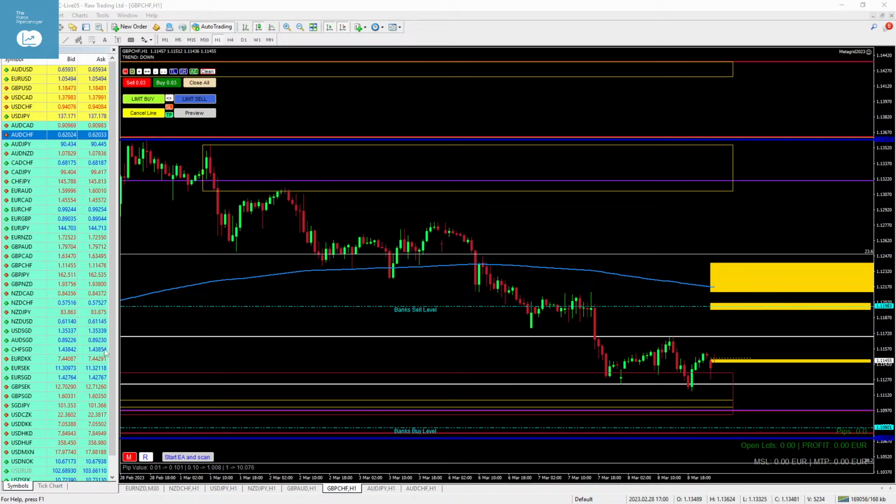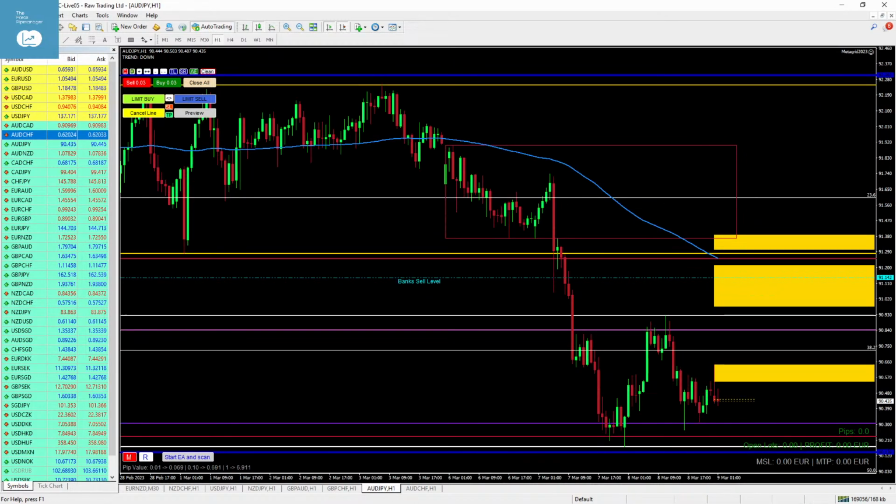So this was the pound Swissy. I have two more pairs for you. And there is the Aussie yen. We are looking now. And on this pair, you can already see again, there's also this W pattern forming here.